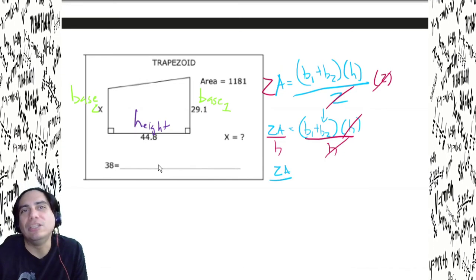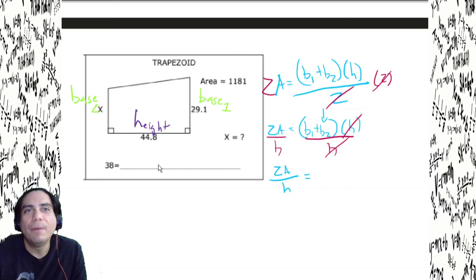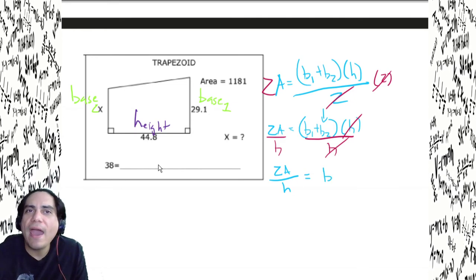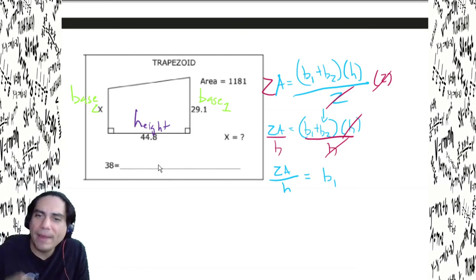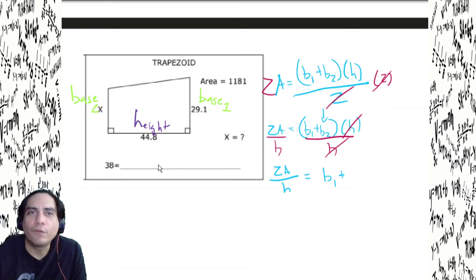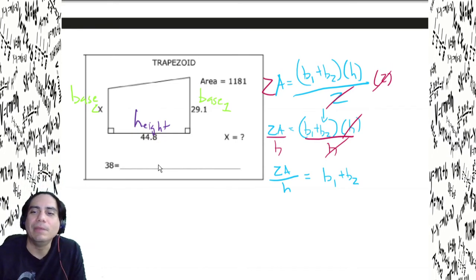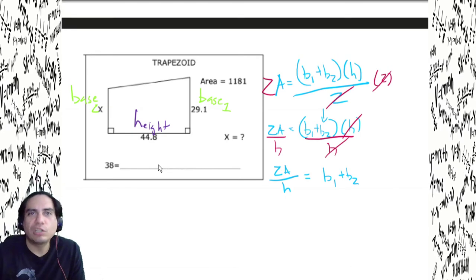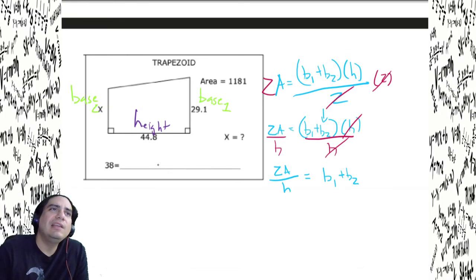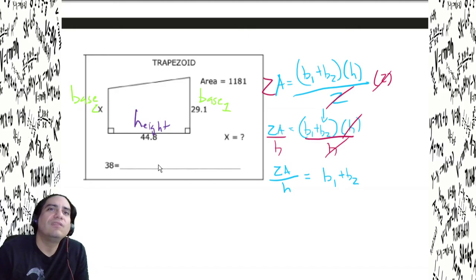Well, it's not wholly new. It's not completely new, but our formula has changed now. Now we've got 2 areas divided by the height is now equal to the first base plus the second base. But we're close now. We're real close. There's only one thing left to do.